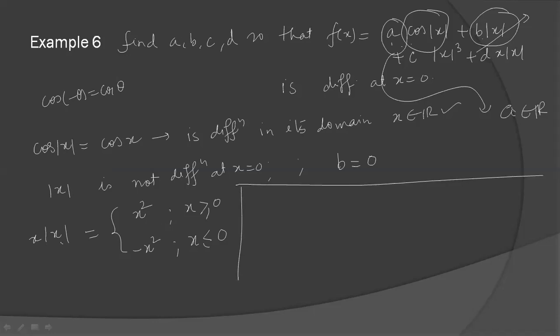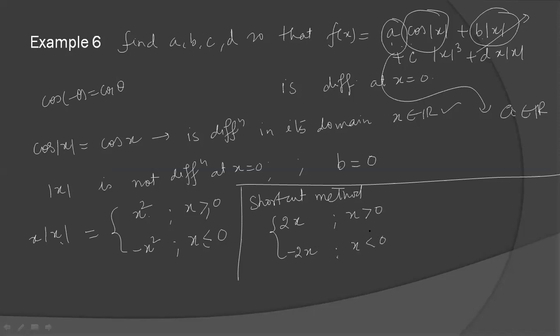See, my shortcut method. The first method, you just go by definition: check the right hand derivative and left hand derivative at x equal to 0. You will get the values same. But we have a shortcut method. You just differentiate one time. You will get 2x when x is greater than 0, and minus 2x when x is less than 0.